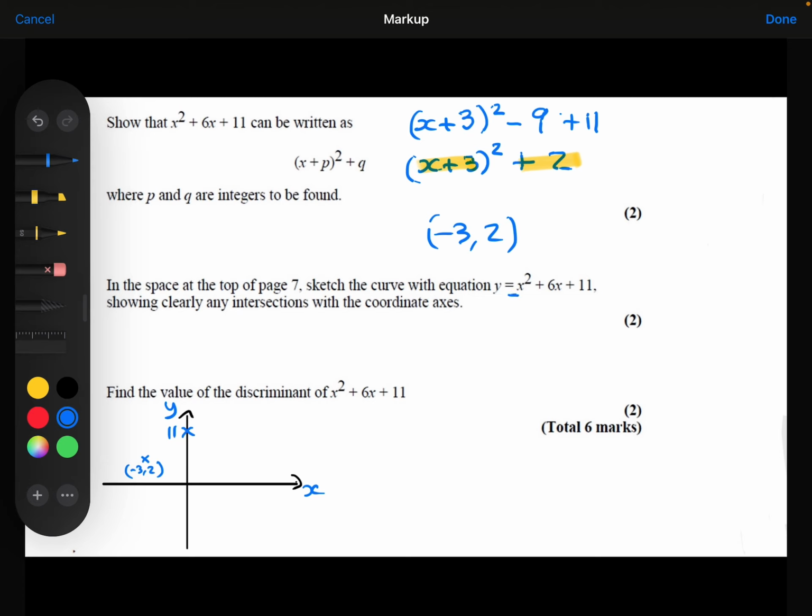It's a positive x squared, it's a plus 1 in front of the x squared, so I know it's going to be a U shape. So drawing this quadratic in, it's going to look something like this. So this is the graph of y equals x squared plus 6x plus 11. We can see that this does not intersect with the x-axis at all. It does intersect with the y-axis at 11. So I have shown all of the intersections with the coordinate axes.